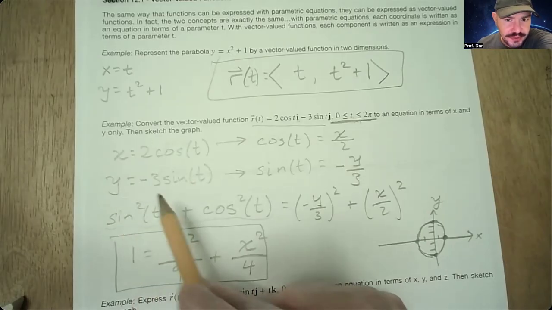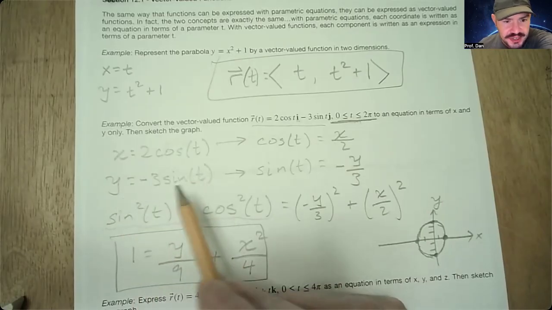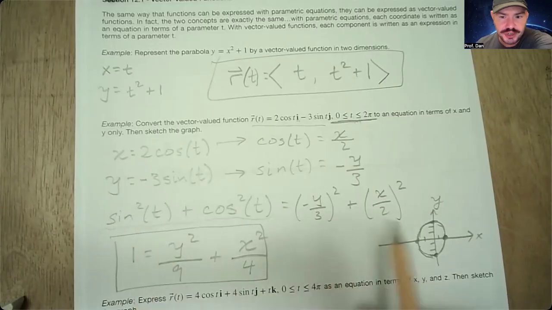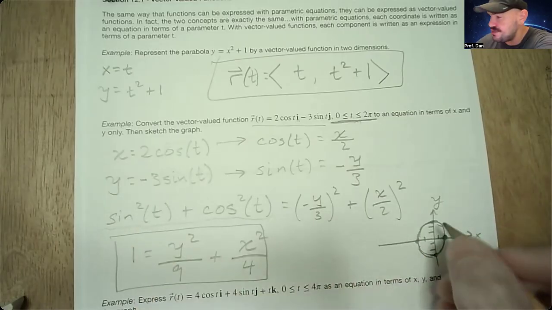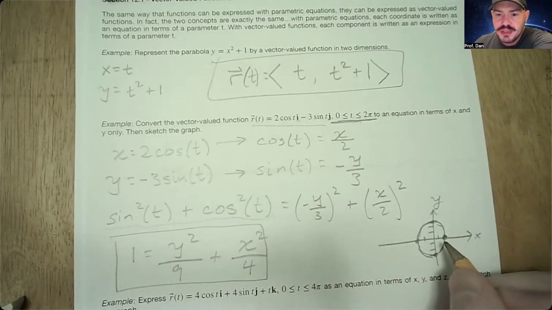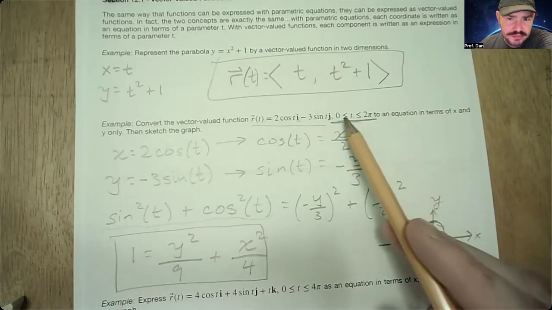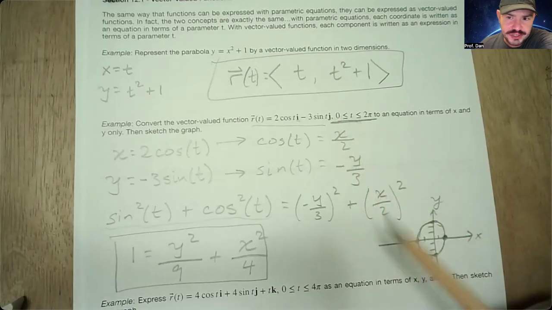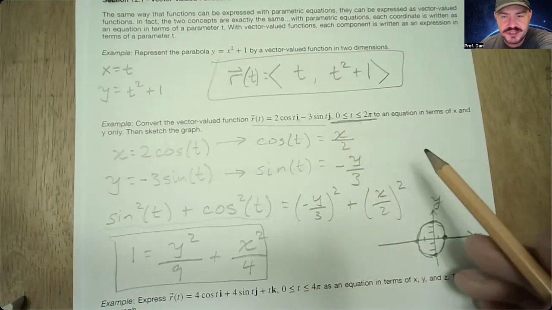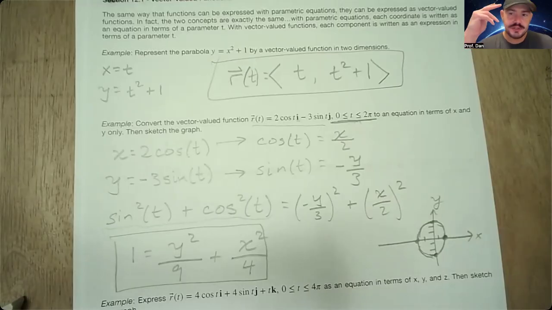And then for y, of course, if you plug 0 in for t, sine of 0 is 0. So we get a y coordinate of 0, which again puts us right here. Okay, so if I want to find the direction that we're moving, I can pick a value that logically would make sense and would also be easy to plot. So I could pick unit circle values.